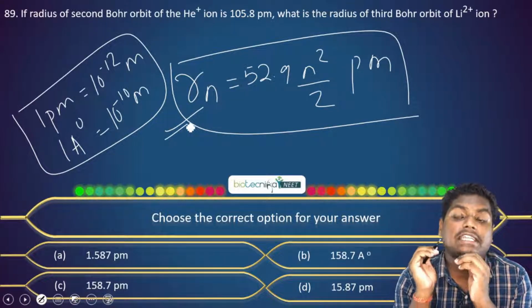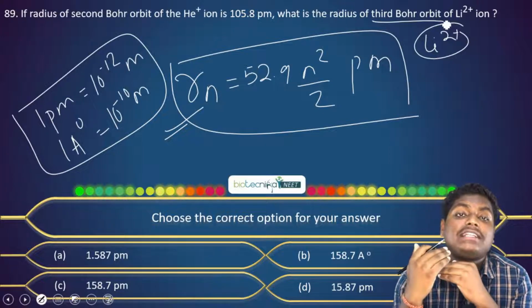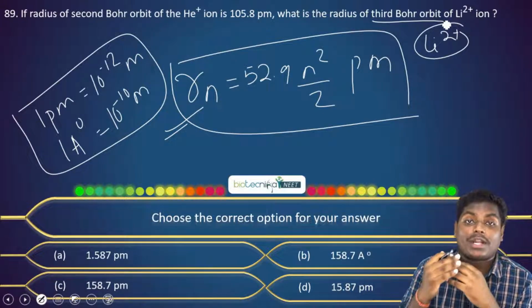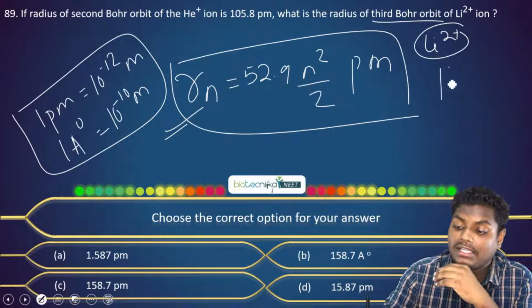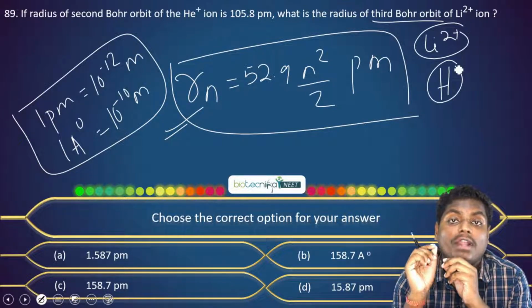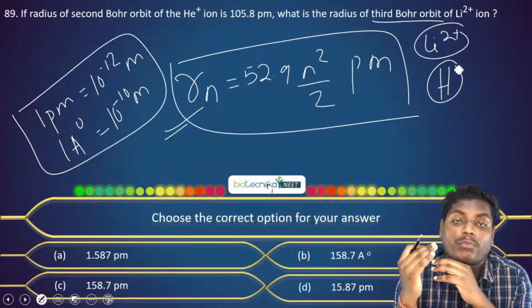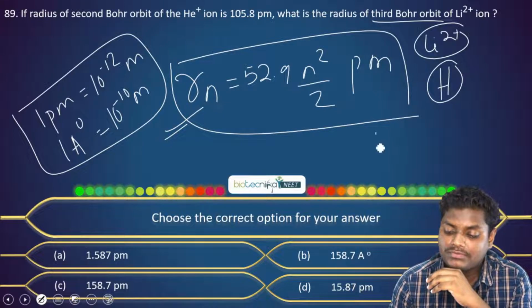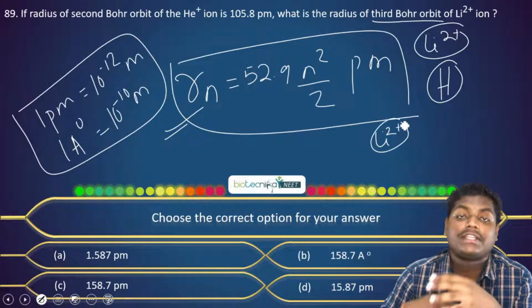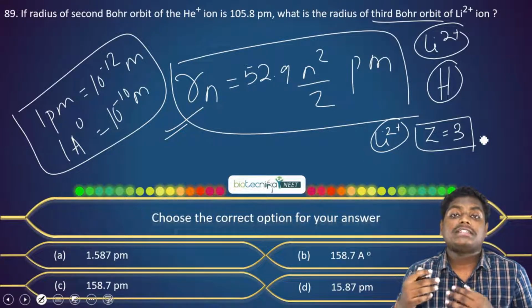So what are the facts that are given to us? They have said to find for lithium plus 2. Now for the Bohr orbit, we know that these formulas are only valid for atoms equivalent to hydrogen, the atoms where only one electron is present. So in lithium plus 2, there is only one electron, so we can use this safely. Now for lithium, atomic number Z is 3.